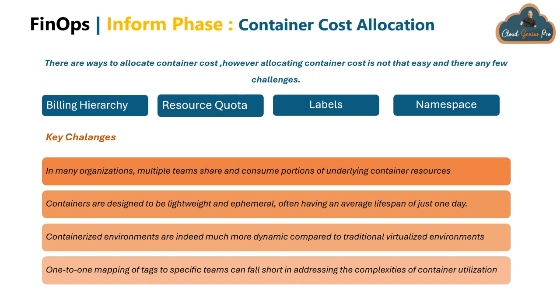Another key challenge is with respect to the life of containers. Usually containers are lightweight and ephemeral resources. Whenever anyone launches a container, it works for a few hours or maybe a few days. Usually it will do its job and then automatically get wiped out from the environment. So it is very difficult to allocate the cost of a resource which is not there, or which will not exist in the ecosystem for a long period.